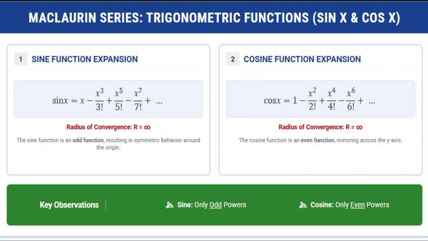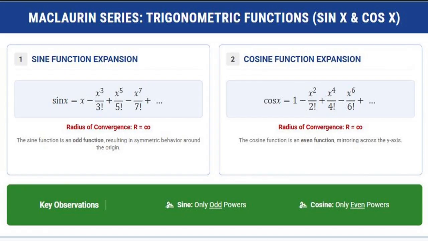Now consider cosine of x. Its Maclaurin series is 1 minus x squared over 2 factorial plus x to the 4th over 4 factorial minus x to the 6th over 6 factorial and so on. Notice that only even powers of x appear in the cosine series.